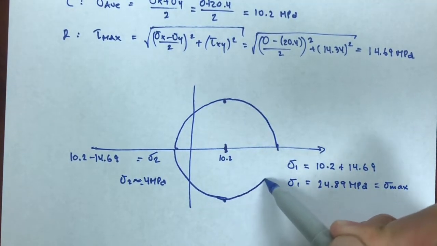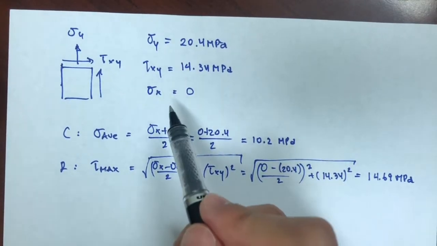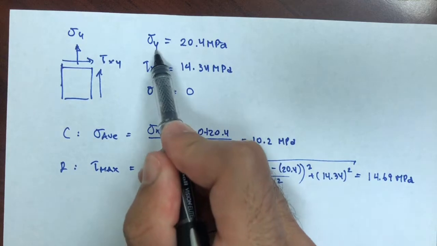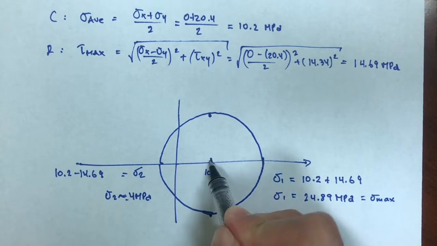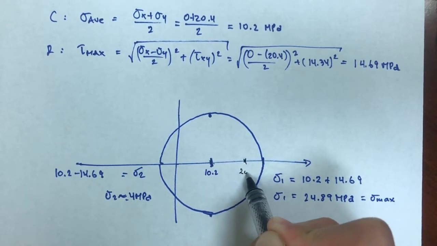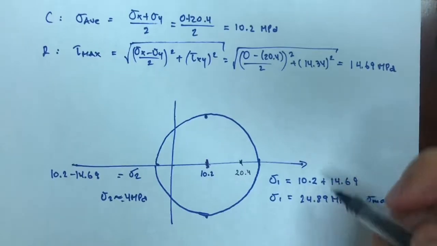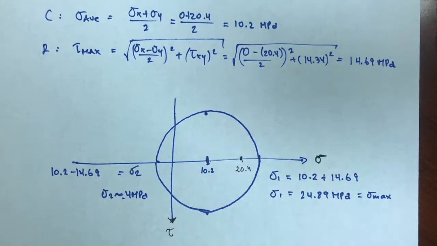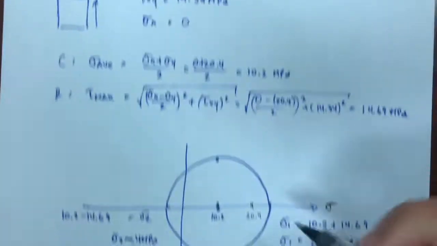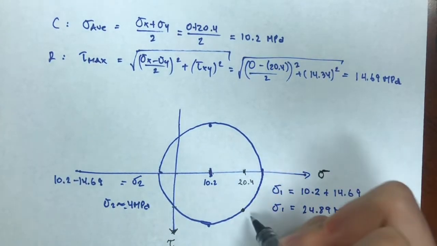Okay, it doesn't need to be perfect, but I do need to find the values that I'm interested in. So where's my original stress state? I have a y equal to 20.4. So at 20.4, basically double of this. If this is 10, this is 20.4. And 14.34 in the y, because this is x, sigmas, and y's going down, taus. So a 14.34 would be going down 14.34.